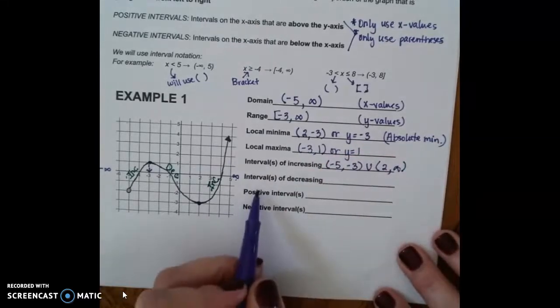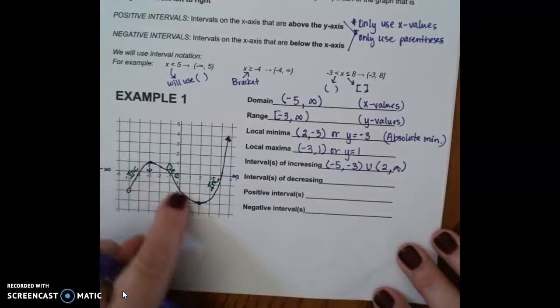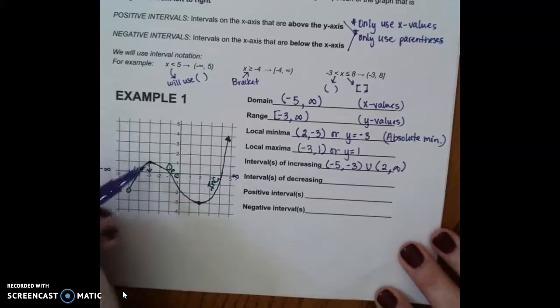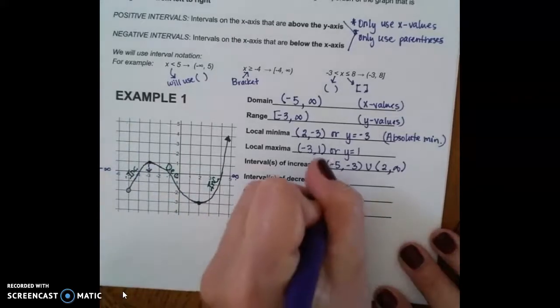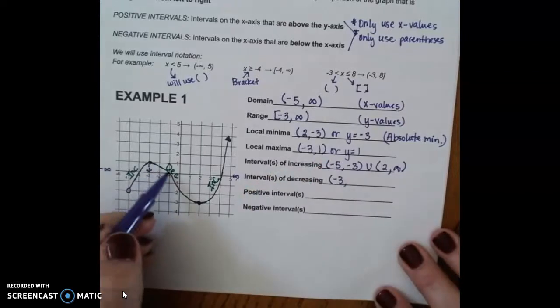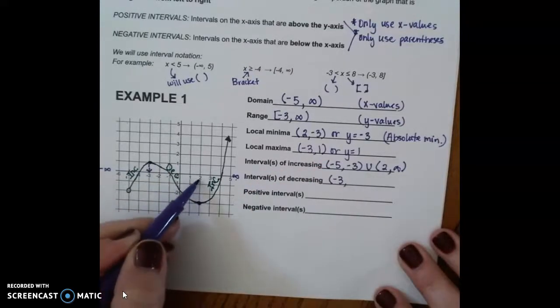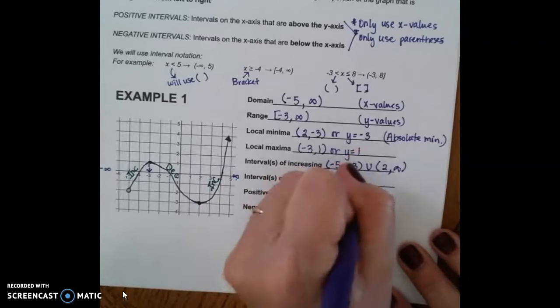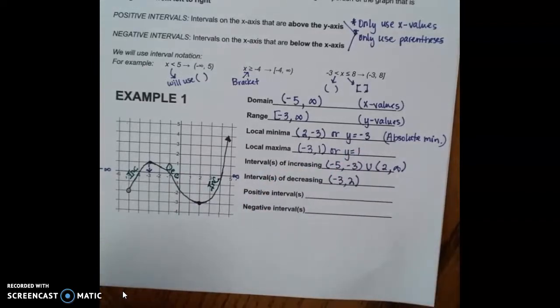So then we have decreasing. We only have one interval in which it was decreasing. So if you look at that x value, it's at -3, and it decreases down to this point whose x value is 2. So that would be our decreasing interval.